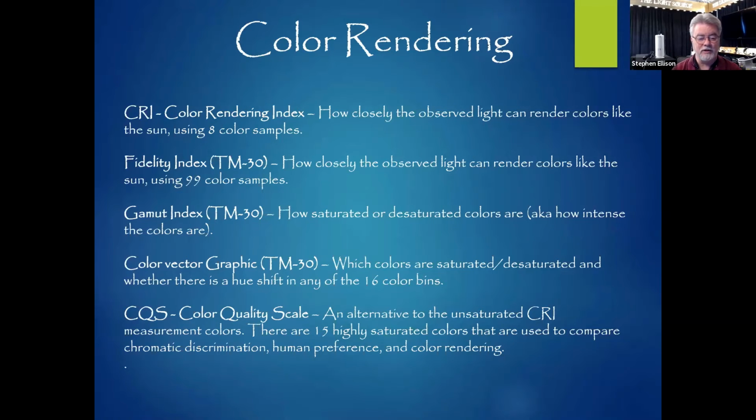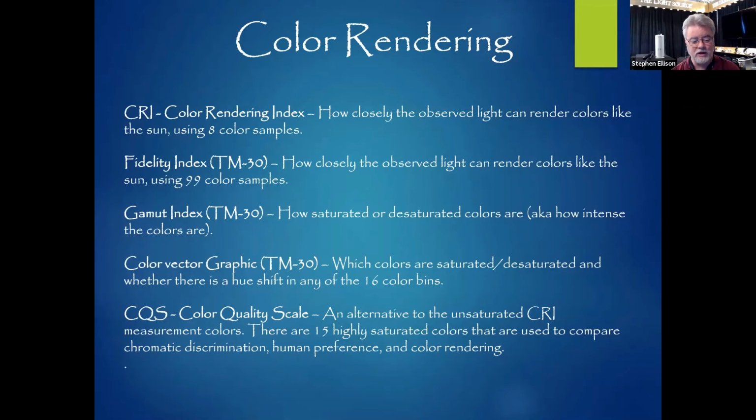So they'll give you a number. And again, numbers are great. CRI just gives you a number. TM30 actually gives you a graphic. The color vector graphic shows you which colors are saturated and desaturated, and I'll show you what one of those looks like. And it also tells you whether there's a hue shift in any of the 16 color bins.